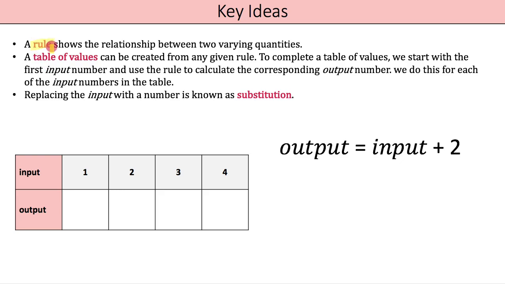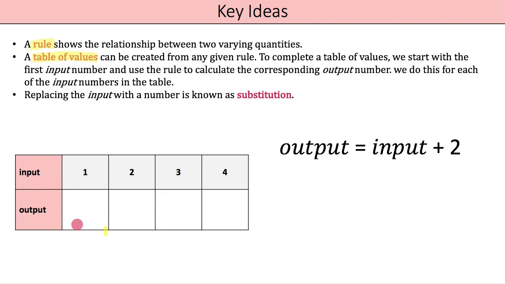So a rule shows the relationship between two varying quantities. A table of values can be created for any given rule. To complete a table of values, we start with the first input number and use the rule to calculate the corresponding output number. We do this for each of the input numbers in the table. Replacing the input with a number is known as substitution. So there's a lot of words there, so let's just break that down.